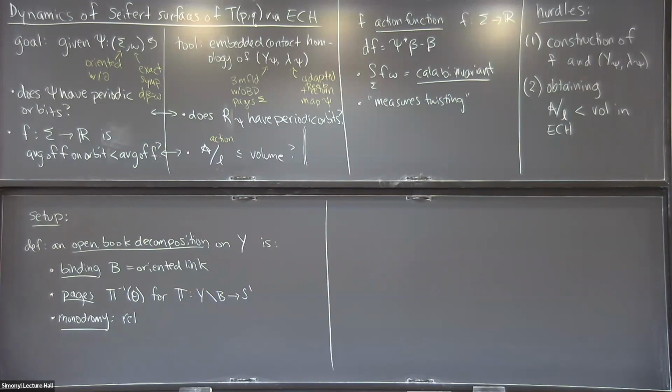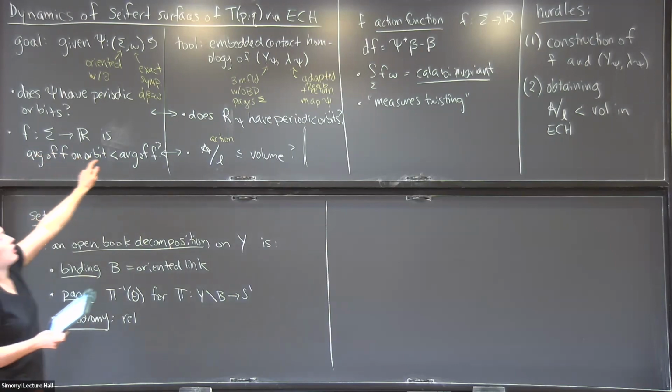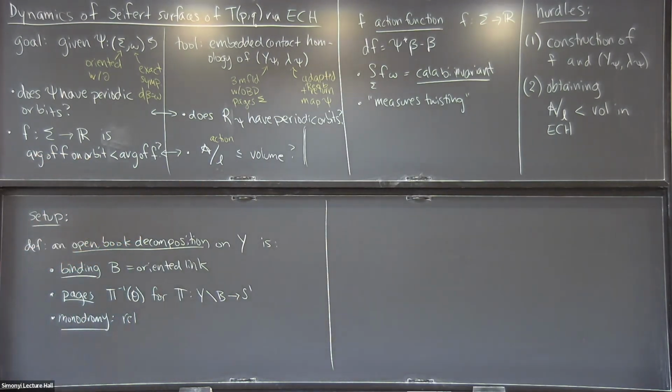And what I'm trying to do is construct an open book where there's a contact form in the mix as well, and its Reeb flow is going to give me some way of flowing the pages to themselves. Then those Reeb orbits are going to link with the binding exactly the same number as the length of the corresponding orbits of the diffeomorphism. So I'll explain that, go through the history of this problem, and then explain why these torus knots are really helpful for dealing with hurdles 1 and 2.